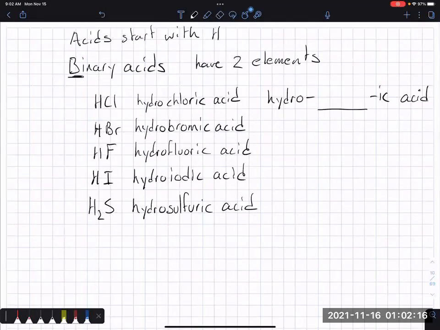So that's really just, and I'll upload these as soon as we're done here, this new set of slides with these annotations. Okay, so those are binary acids.